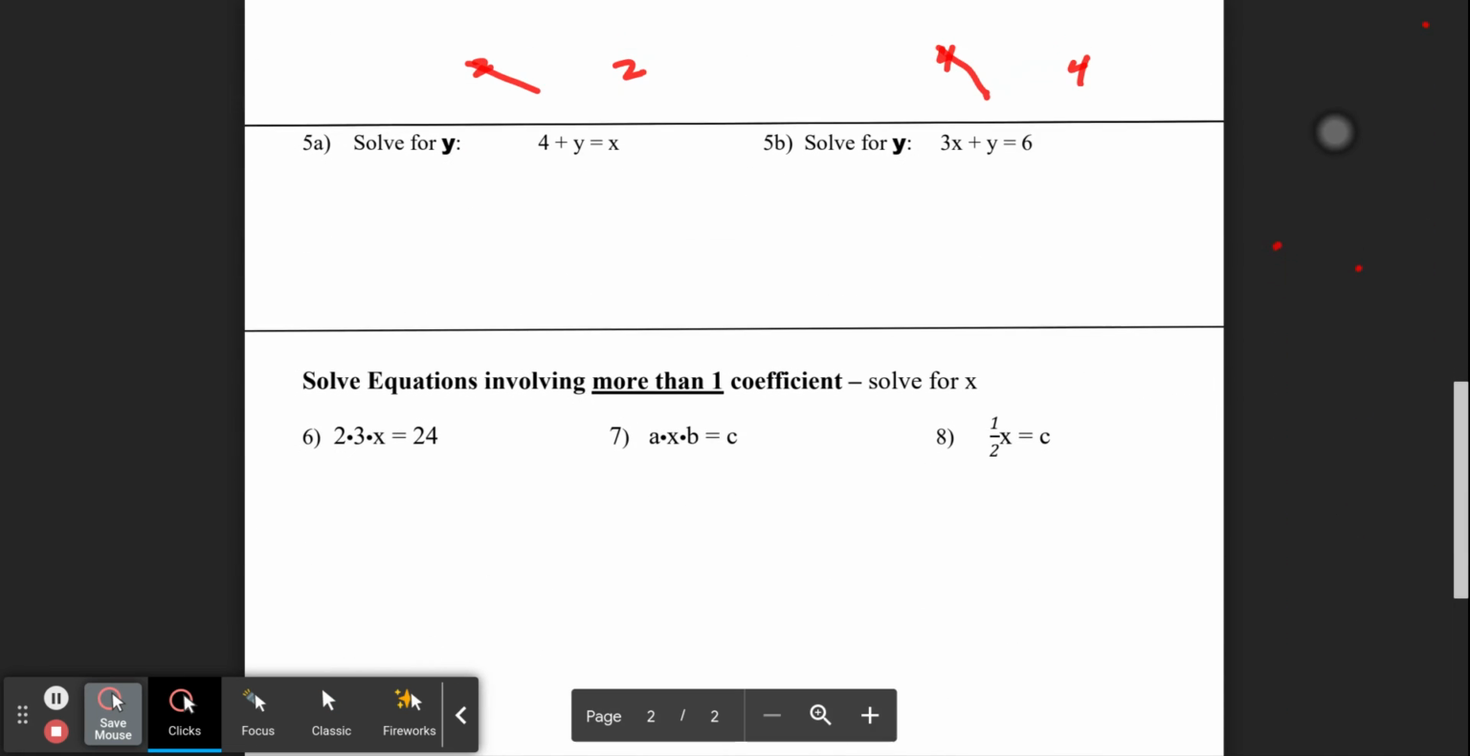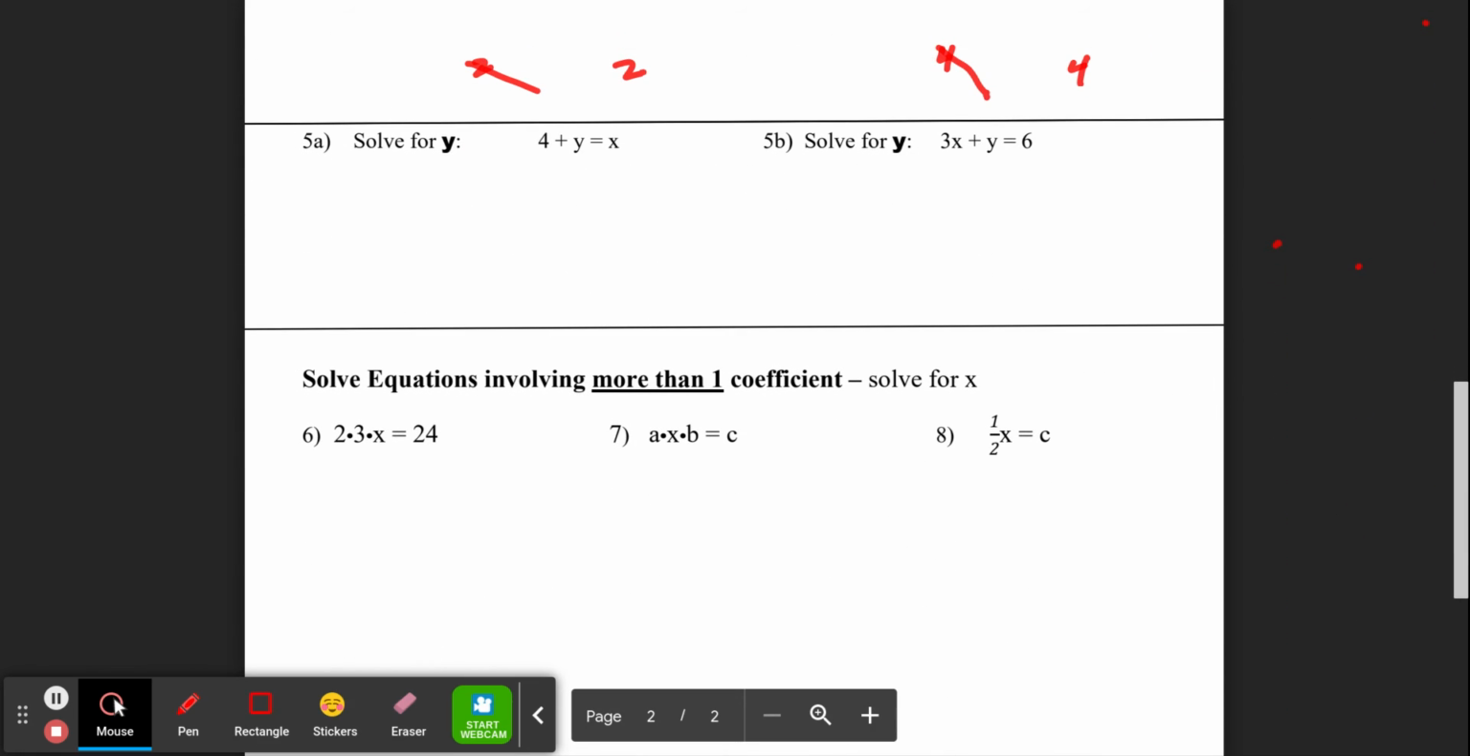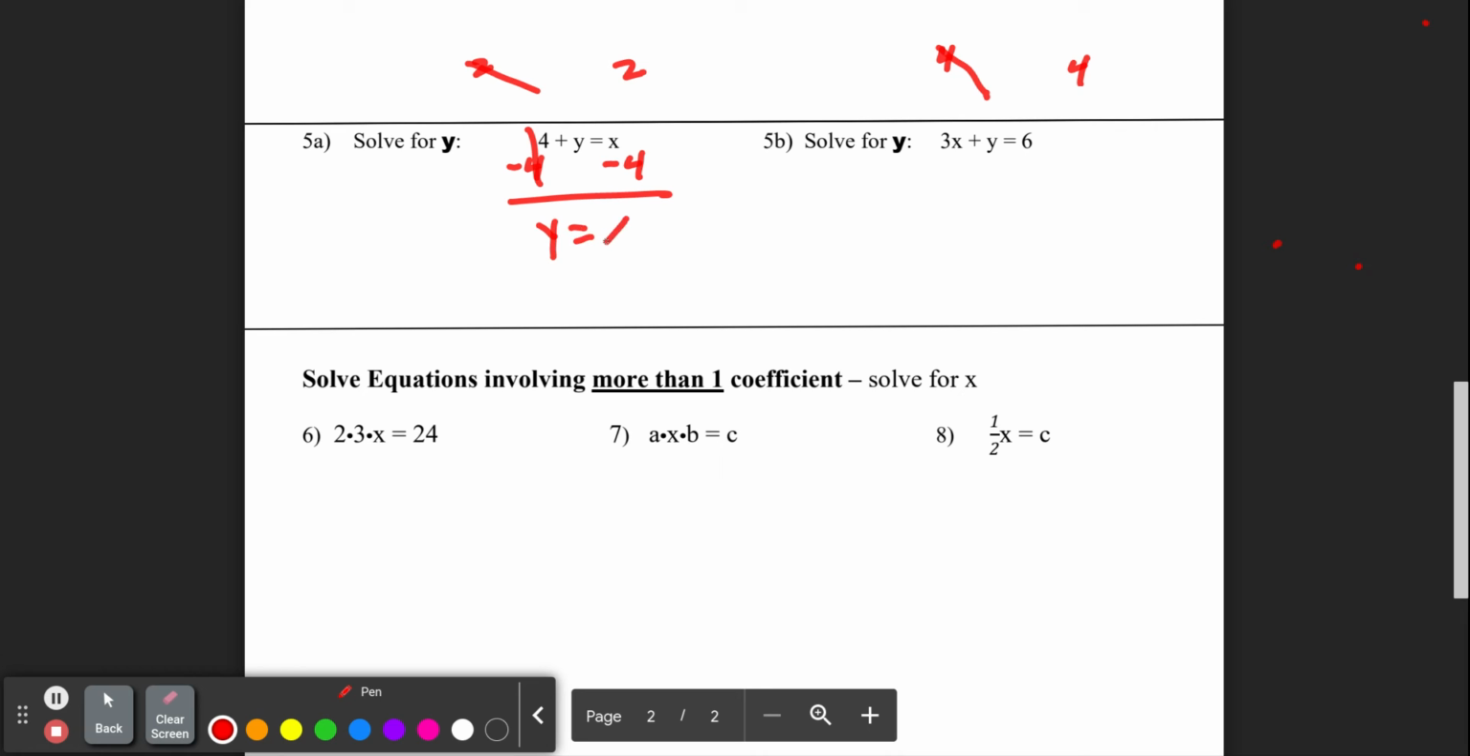All right, let's go to 5a. This one says to solve for y. Well, I have to get rid of that 4. So it's like a positive 4. So I'm going to subtract 4 from both sides. So I have y equals x minus 4.